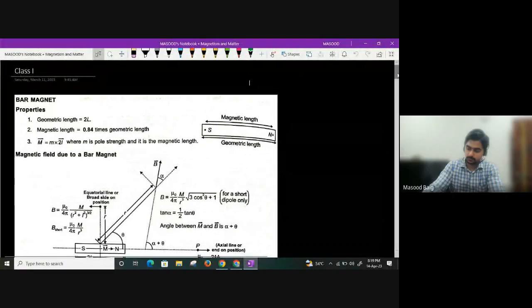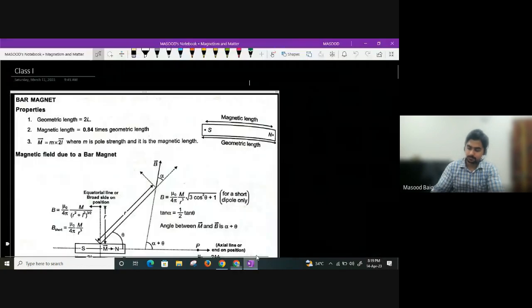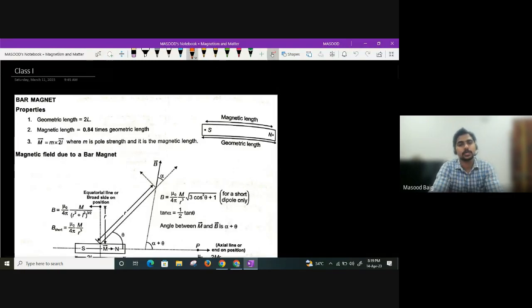Right. So let us focus on a new chapter called magnetism and matter. Everything in this chapter deals with the bar magnet, guys. You can divide this chapter into three parts. One will be dealing with the bar magnet, the second with the Earth's magnetism, and the third with magnetic materials. These are the three major areas where questions can be asked from this chapter.